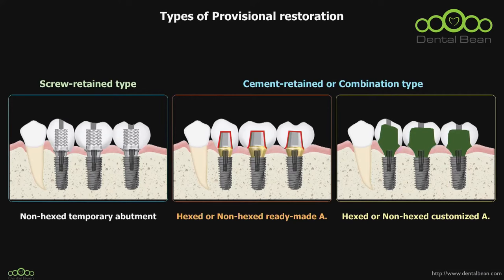And then three kinds of temporary restoration are available. Sometimes you can make the screw-retained type using non-hex type temporary abutments. And sometimes you can make the cemented type or compression type using hex or non-hex type ready-made or customized abutments. Like this, there are three kinds of temporary restoration available.